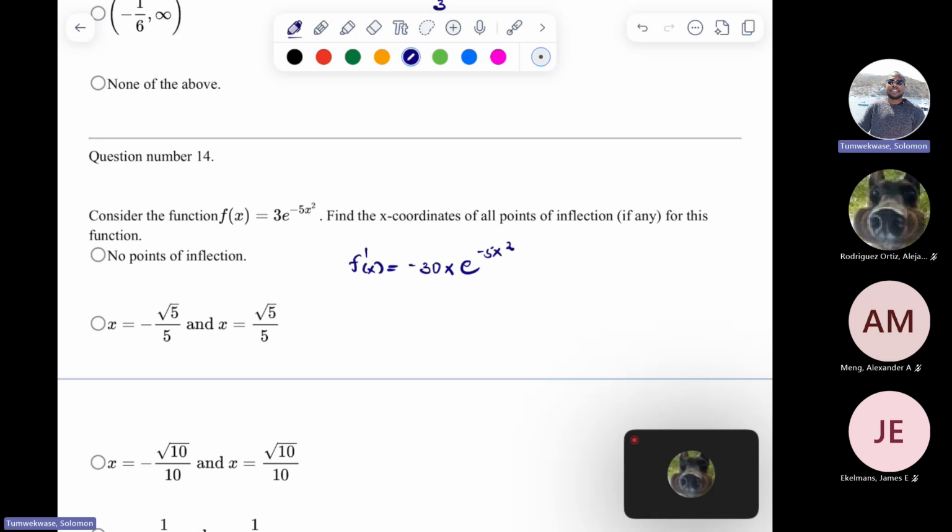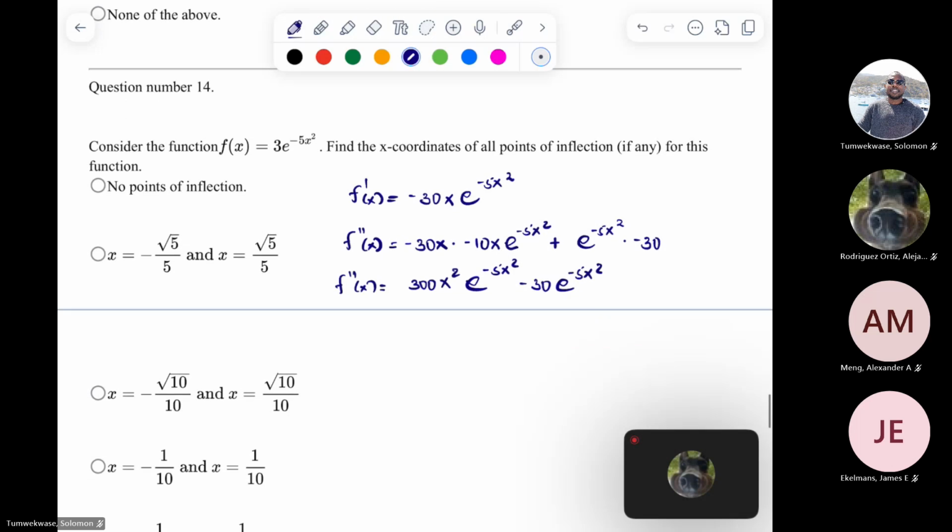Then I can differentiate the second derivative by product rule. This is negative 30x. We are holding that, and then differentiating this guy, which is negative 10x e to the negative 5x squared, right? Then plus e to the negative 5x squared times the derivative of negative 30x, which is just negative 30. If I write this nicely, then this is 300x squared e to the negative 5x squared, and then minus 30 e to the negative 5x squared, okay?